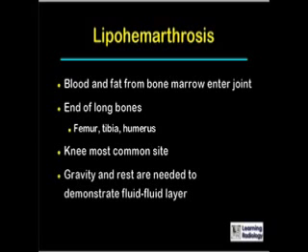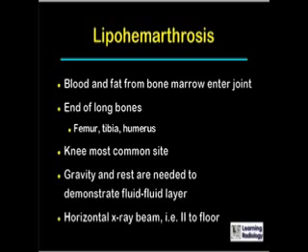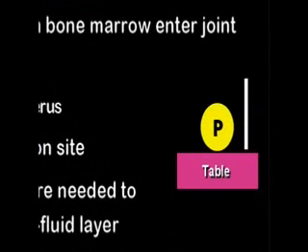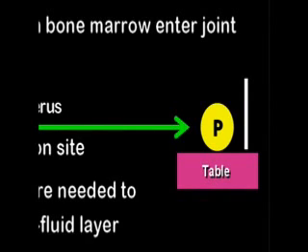They depend for their existence on the force of gravity and a short period of rest that will allow the blood to separate from the fat above and enable us to see the fluid layer. Most importantly, the presence of a lipohemarthrosis will only be seen when there is an X-ray beam that is directed horizontally, that is parallel to the floor. Here's the patient on the table with the film propped up, the white bar. The X-ray beam has to be directed horizontally in order to see a fluid level. If the X-ray beam is directed vertically, like this red arrow, we won't see it.